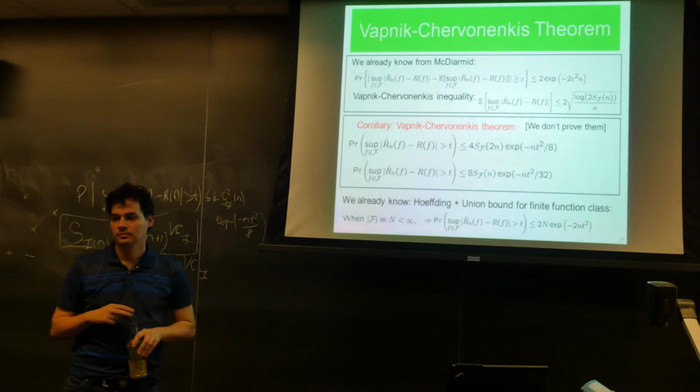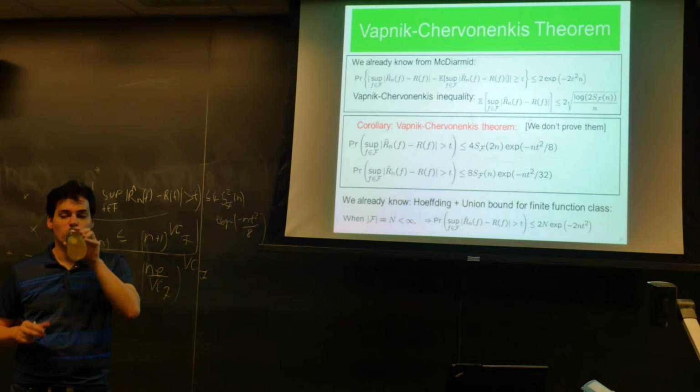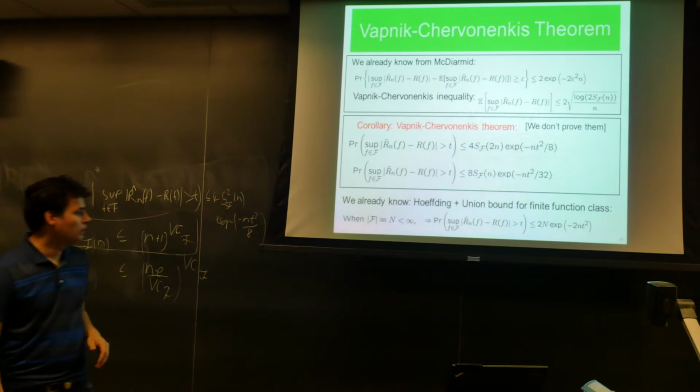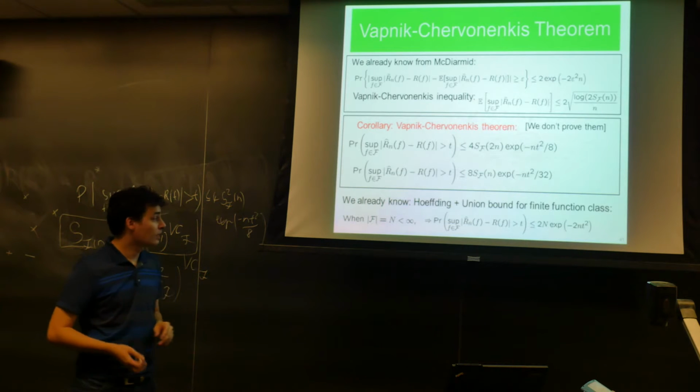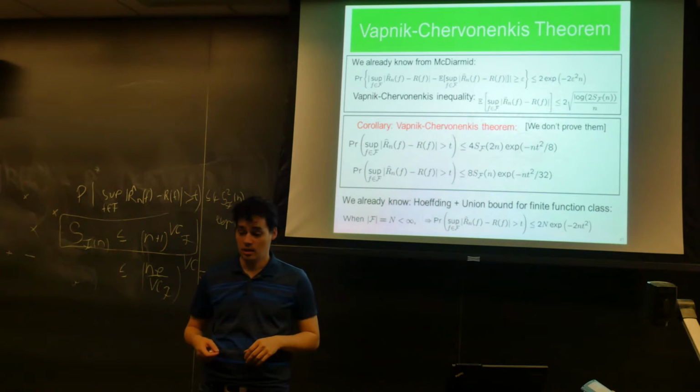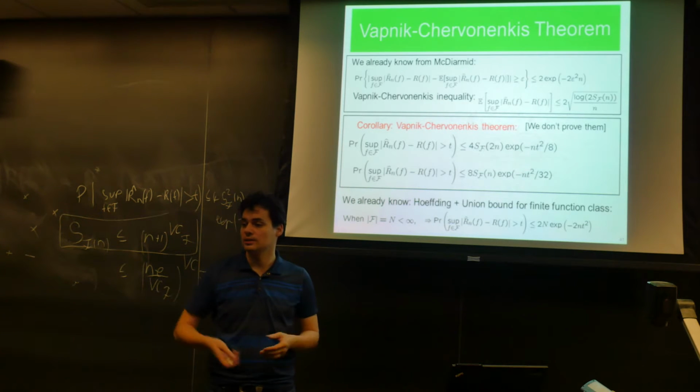So are they being used for model selection? Exactly. Yep. How would you do that? So you directly compare the VC dimensions. For some function classes, you can calculate the VC dimension, and you choose the VC dimension that has the right complexity for you.